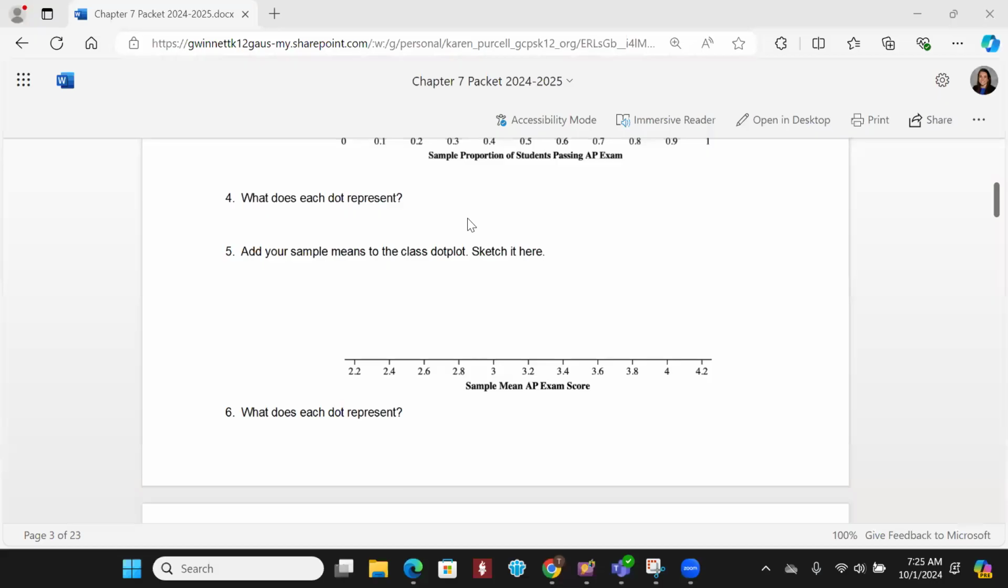Okay, so I'm going to draw it for you. There's one around 2.2. There's one right above 2.4. One in between 2.4 and 2.6. There's three right above 2.6. Two here. Two here. It's okay, we just kind of want the shape, so don't freak out about being exact. Four, two, three, one.